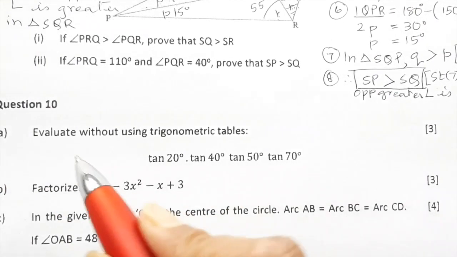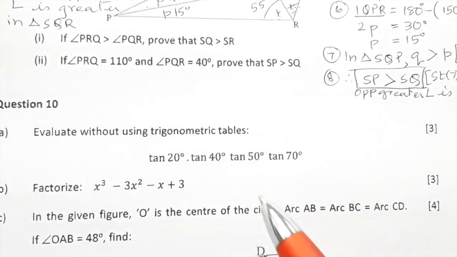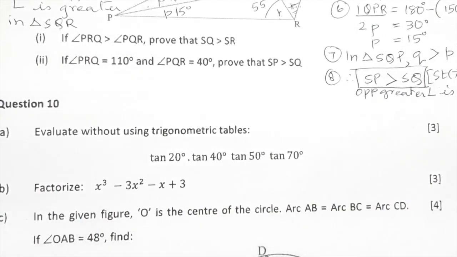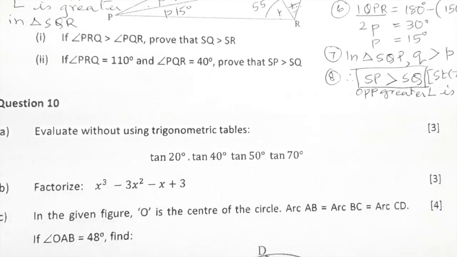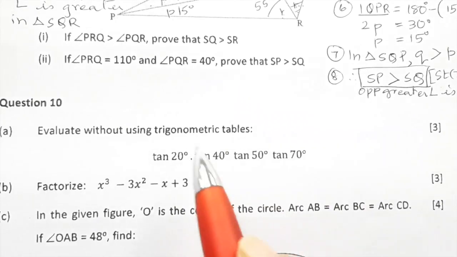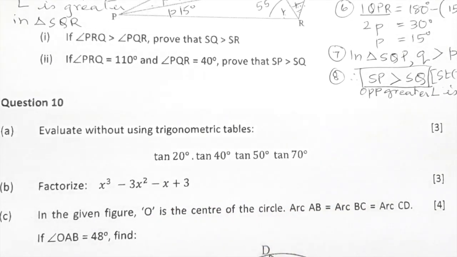Question 10A, evaluate without using the trigonometric tables. Now, trigonometric tables means the log tables which give you like sine of 40 degrees, sine of 50 degrees. Do not use that. Use the other rules from trigonometry to evaluate this.